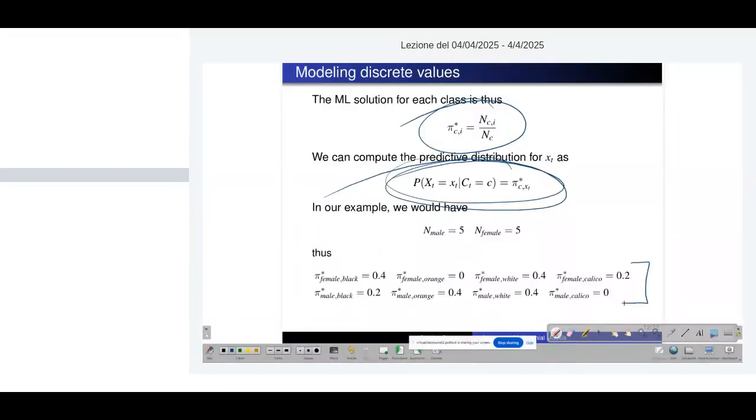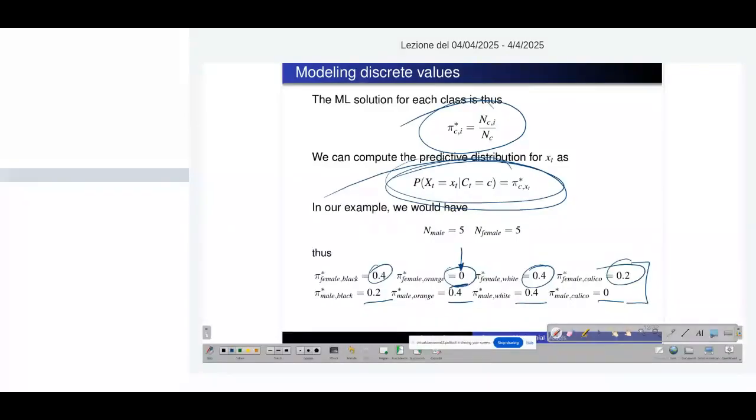For example, with the values that you have on the slides, this will be the estimate for the female class and this for the white male class. You can already see that there are some issues. I have few samples, so there are some zeros. These zeros would tell us that according to the model, there is a 0 probability that I have an orange cat given that it's female. This is probably not true. That's probably just because I have few samples in my dataset.